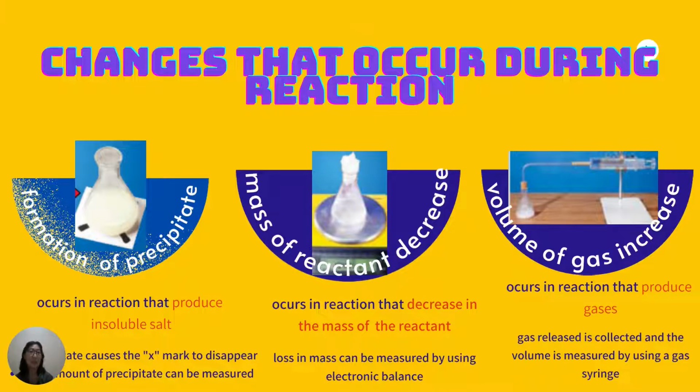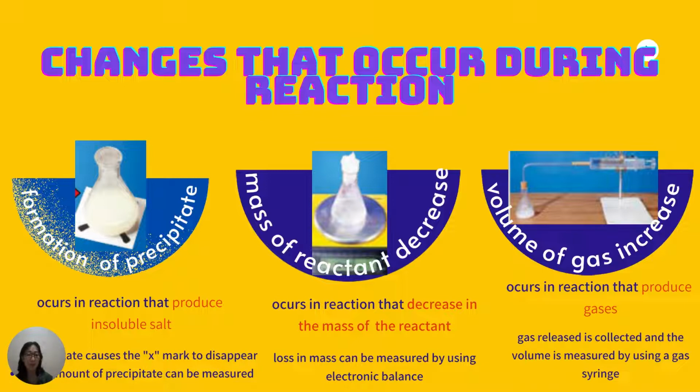First one involving formation of precipitate. This occurs in a reaction that produces insoluble salt. For example, silver chloride. Silver chloride can be produced by using two soluble salt solutions such as sodium chloride and silver nitrate. When you add these two soluble salt solutions together, you get an insoluble salt, which is a white color salt. This causes a precipitate, causes the X mark to disappear, and the amount of precipitate can be measured.